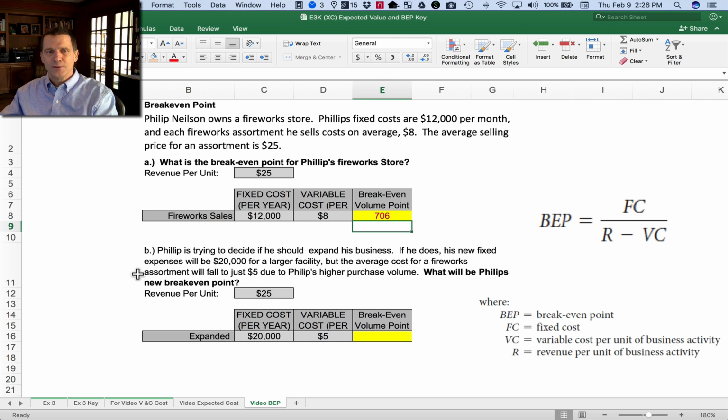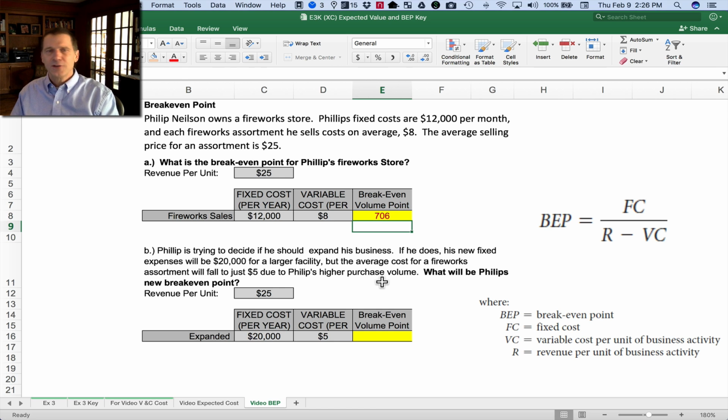So here's our capacity question. If he does, his new fixed expenses will be $20,000 for a larger facility, but the average cost for a fireworks assortment will fall to just $5 due to Philip's higher purchase volumes. This means he can go out and negotiate. He can say, I'm no longer buying that volume. I now have a much larger store, or maybe it's a second store at another location, but together they add up to this cost. Say it however we want. He has a higher cost, but he's doing more volume is what he expects.